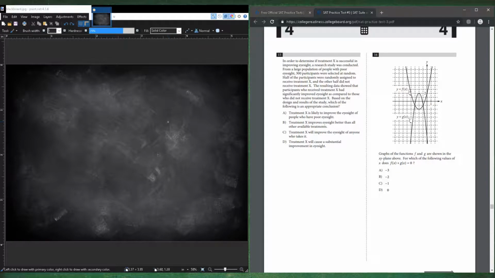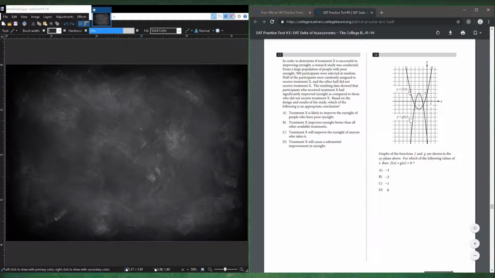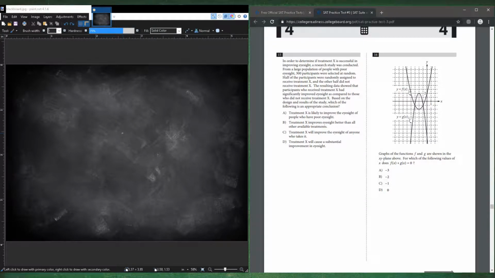So what you need to do is find values where the points are kind of similar. In a way, it would be like if f of x is equal to 2 and g of x at that point is negative 2, so they add up to 0. So we need to find points like that. So which of the values?